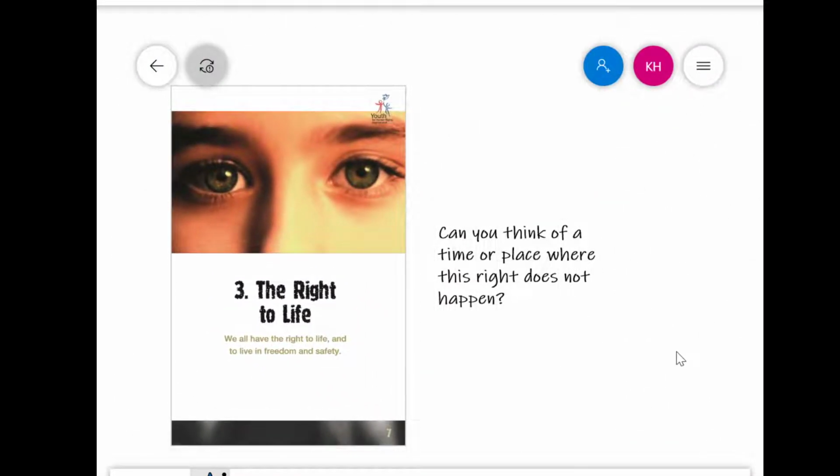The third one, the right to life. We all have a right to life and to live freely and safely. We all have the right to live. No one can take our lives away from us for no reason. We deserve our freedom and we deserve to be safe. Now, can you think of, or if you can't think of one, look up a place where people's right to life is denied to them? Pause video now.